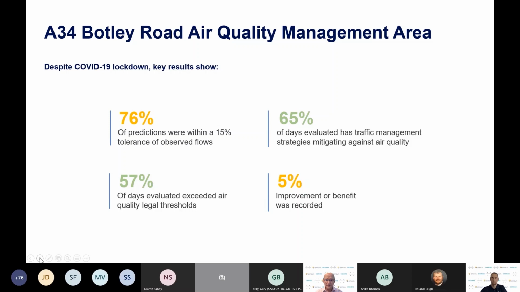Over the days evaluated, 57% of those days actually exceeded air quality legal thresholds. So 43% actually were under the legal limit, which is great. But actually it shows that not every day is the same. And that's a real takeaway from this system. And it goes back to one of those early points that I made earlier. Those static models that are county-wide don't have that finesse or the difference between one day or another. And yet 57% of the days we exceeded the air quality, and each day was different.